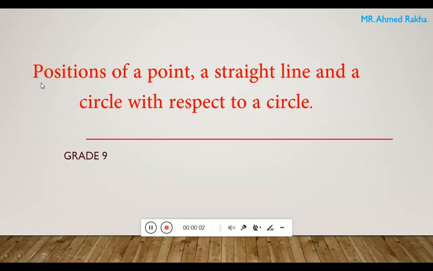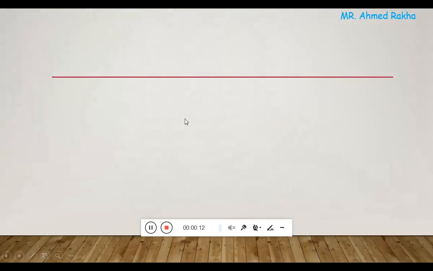Welcome, dear students. Today we'll talk about positions of a point and a straight line and a circle with respect to a circle. This is for grade 9 second term.